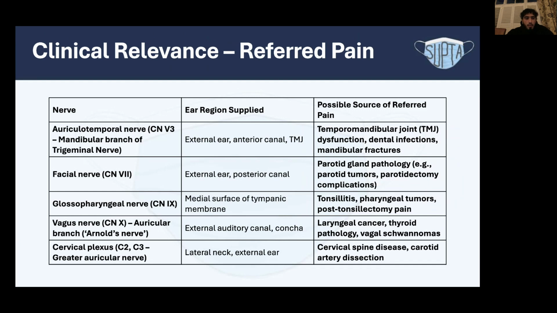Something interesting about Arnold's nerve: Arnold's nerve is a branch of the vagus nerve. I think it comes off of the recurrent laryngeal, I'm not entirely sure, so don't quote me on that, but it definitely comes off of the vagus nerve. What can happen is if we have throat cancers, so laryngeal cancers or oropharyngeal cancers, this can compress the nerve, and this goes all the way up into the ear, the external auditory canal and the concha. So we can get pain downstream of that, and that again can be misinterpreted as ear pain.